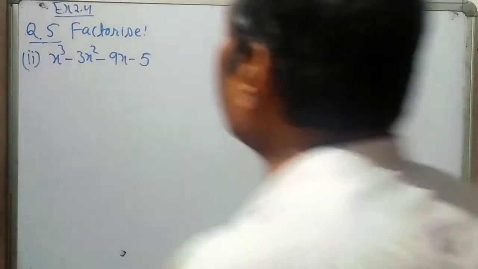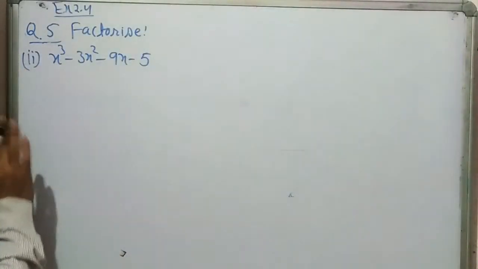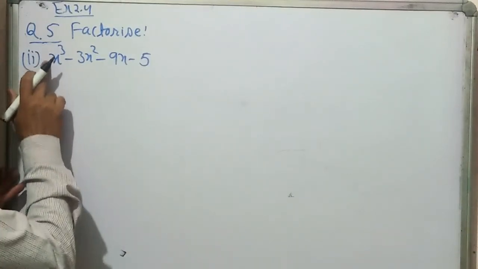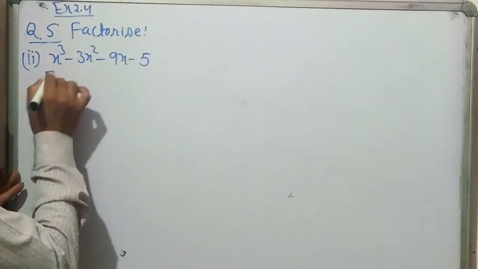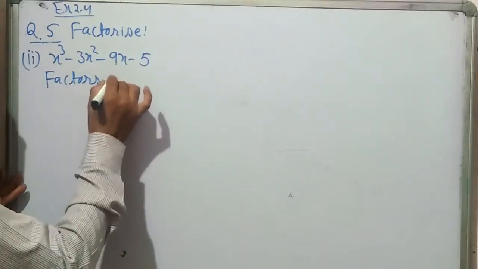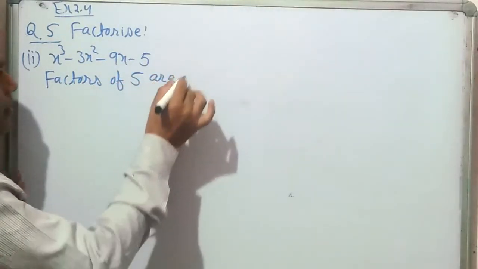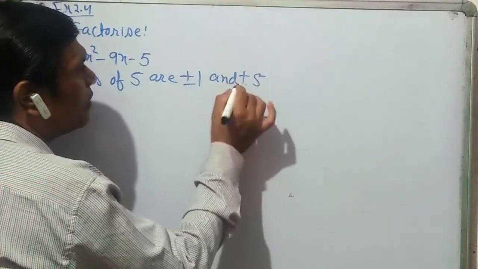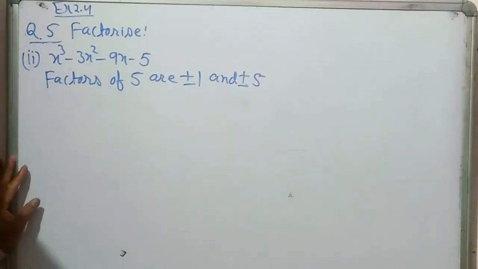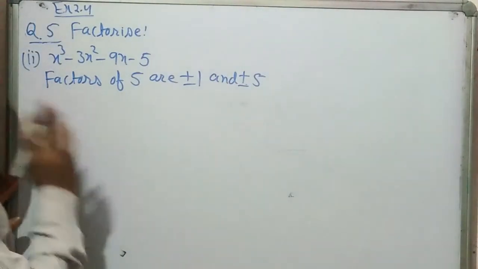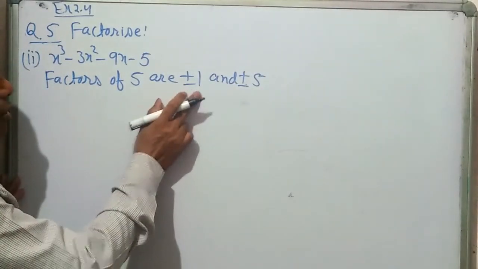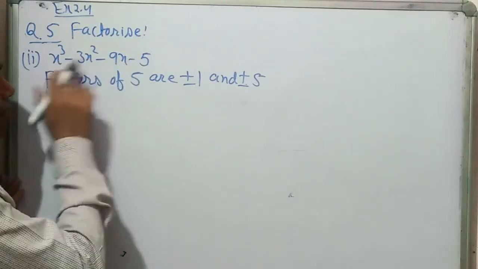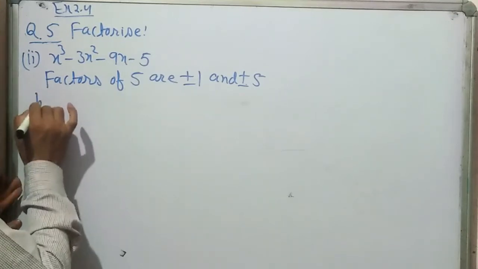Dear students, the second part of this question is again a cubic polynomial. What we do, we first check the coefficient of the highest degree term. It is 1. So we check the factors of 5. They are positive negative 1 and positive negative 5. No other whole number factor is possible. So what we do, we first of all check with 1 or minus 1. If positive 1 is checked, we can roughly see it is not giving 0. So let us check with minus 1.